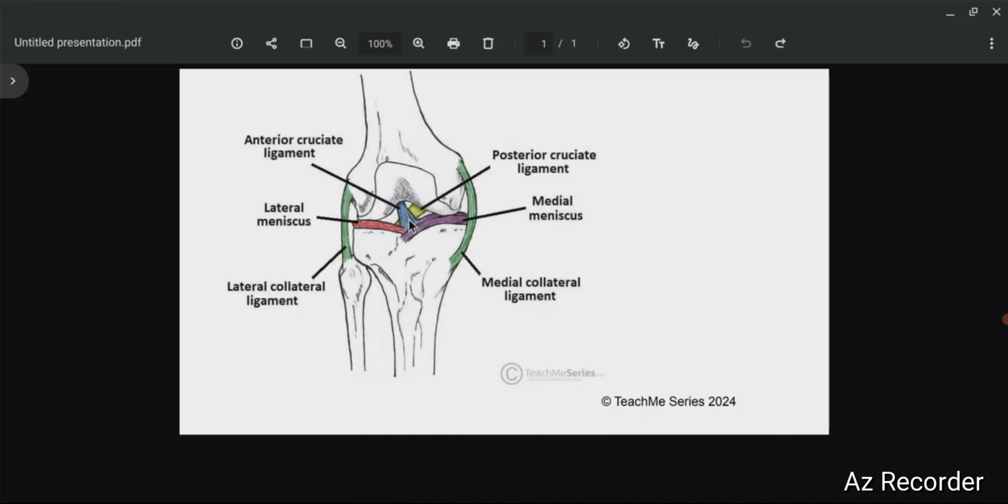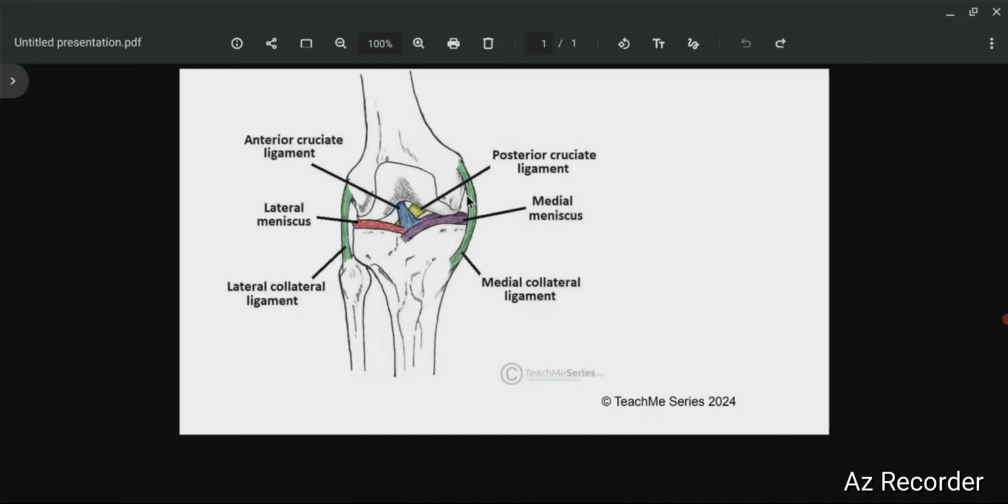What are the functions of these two ligaments? The posterior cruciate ligament prevents exaggerated posterior movement of your tibia, and the anterior does the opposite. That is, it prevents the exaggerated anterior dislocation of your tibia during movements. So if someone has an injury of the anterior cruciate ligament, their tibia will be dislocated, with exaggerated movement anteriorly. And if the posterior cruciate ligament is injured, there will be exaggerated posterior movement of the tibia. You should know these.